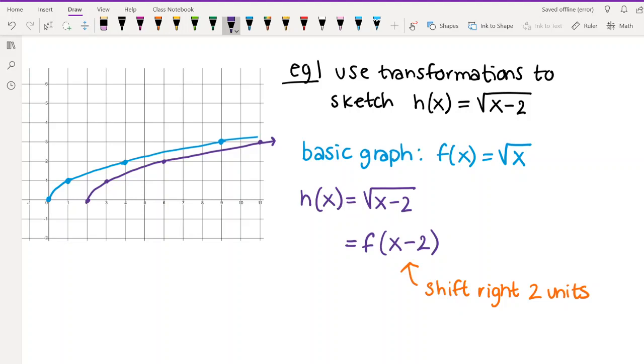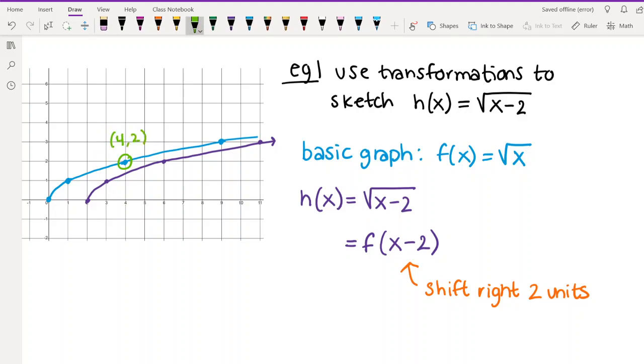That being said, if you're still kind of stuck on this idea of why is it going right, why isn't it going left when you're subtracting, if you actually plug in some numbers, I think you'll see why. So for example, on the original graph, we have the point (4, 2), because the square root of 4 is equal to 2. So the original graph just takes your input and takes the square root of it. And so that's why we have the point (4, 2) on our graph.